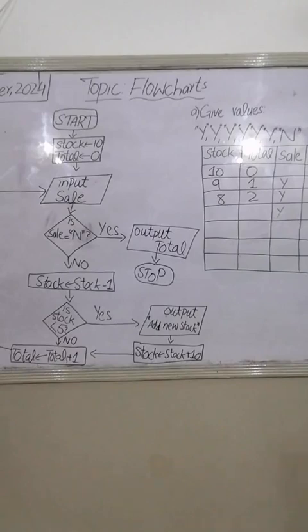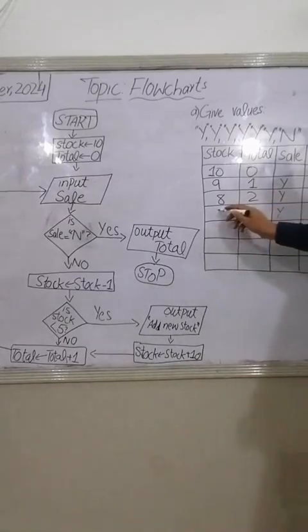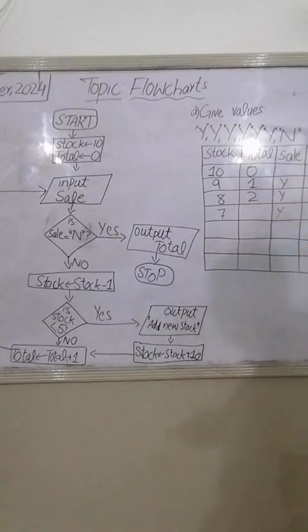And again we have stock minus 1. So in the stock variable we have 8. So 8 minus 1 will become 7. We'll move to the next step, that is: value stored in stock variable is lesser than 5? No, it's 7, which is greater than 5. So we'll move to the last step, that is no. And here we will again add 1 to the value stored in variable total. So 2 plus 1 will be 3. So we'll keep on moving like this, step by step, right? And we will keep on going.